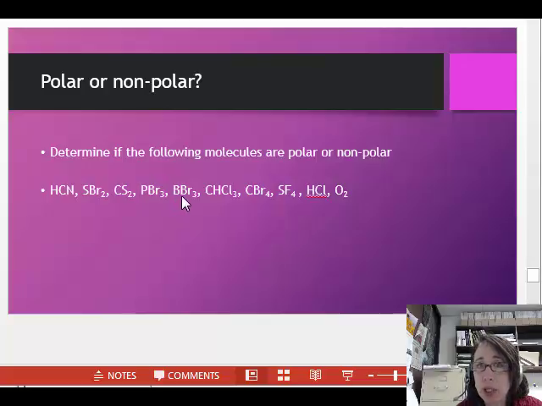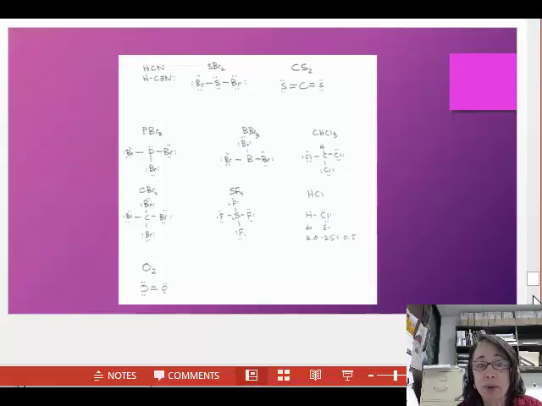BBr3, or boron tribromide; CHCl3, or trichloromethane; CBr4, or carbon tetrabromide; SF4, or sulfur tetrafluoride; HCl, or hydrogen chloride; O2, or oxygen.